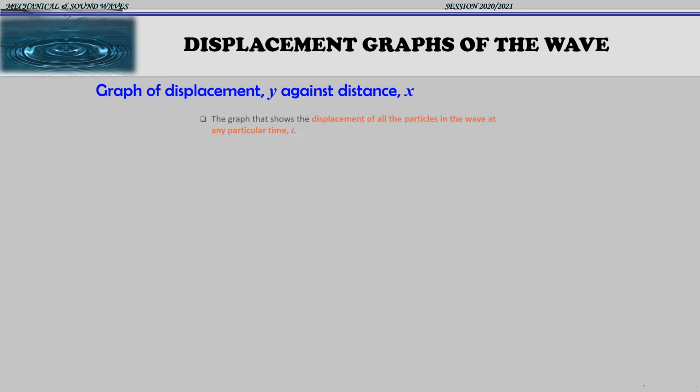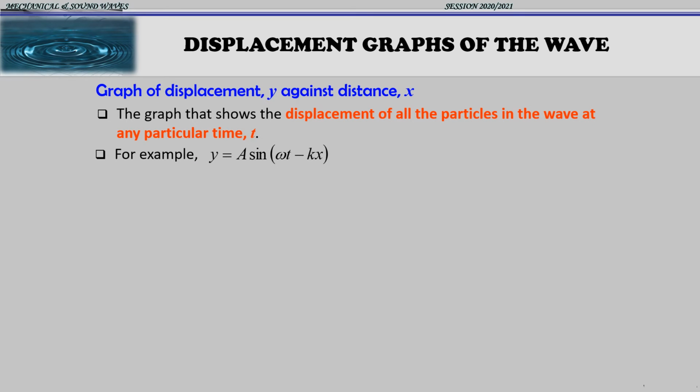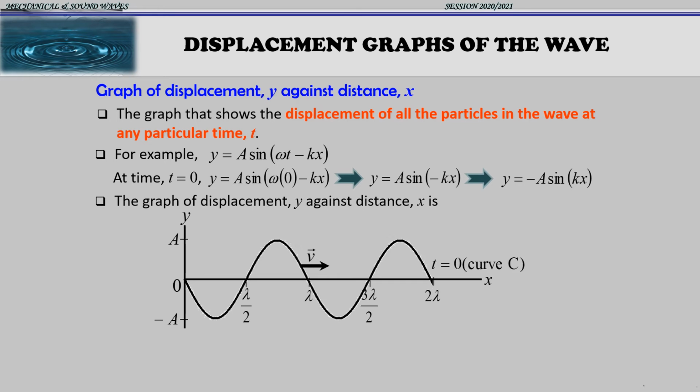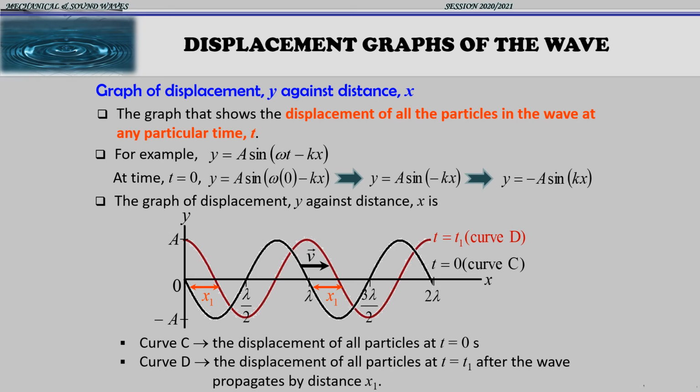Displacement graphs of the wave is the graph that shows the displacement of all the particles in the wave at any particular time. For example, y equals A sin(omega t minus kx). At time t equals 0, we will get y equals negative A sin kx. Then, the graph of displacement y against distance x is as shown. Curve C is the displacement of all particles at t equals 0 second, and curve D is the displacement of all particles at t equals t1 after the wave propagates by distance x1.